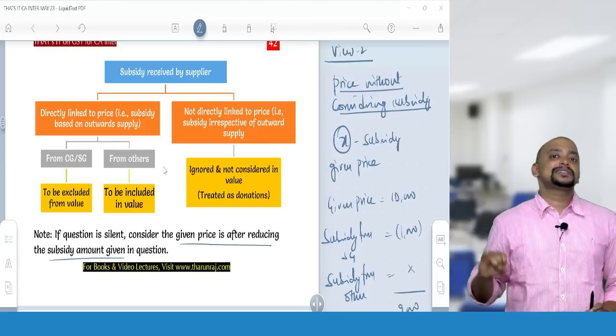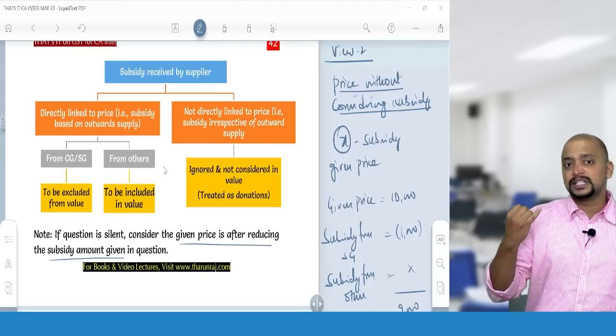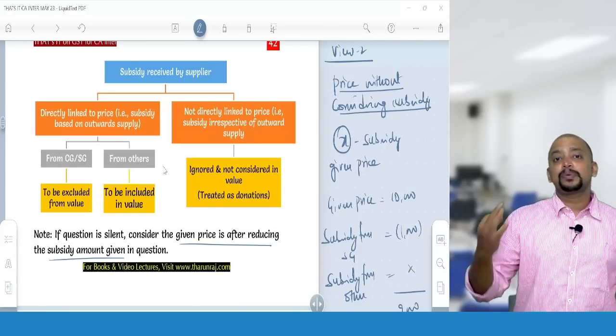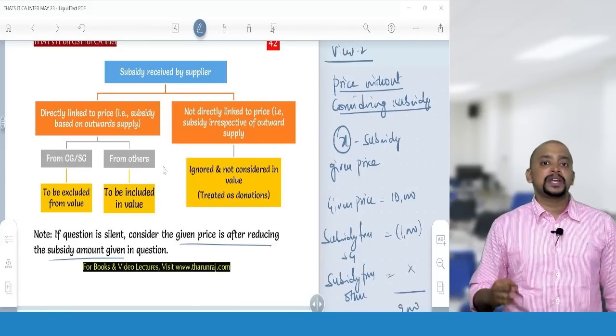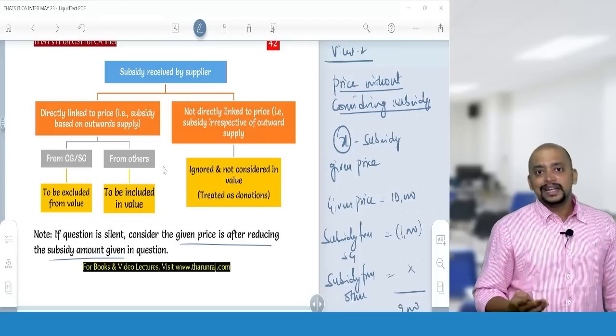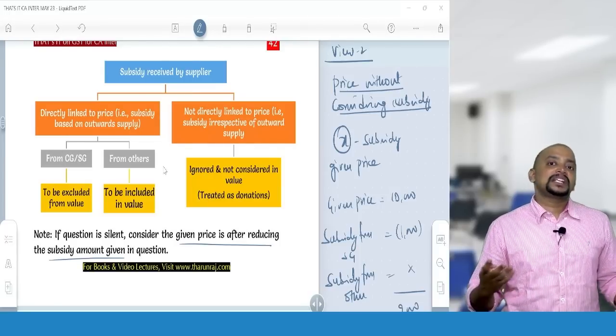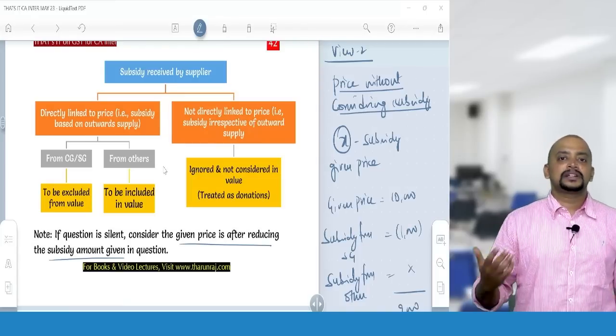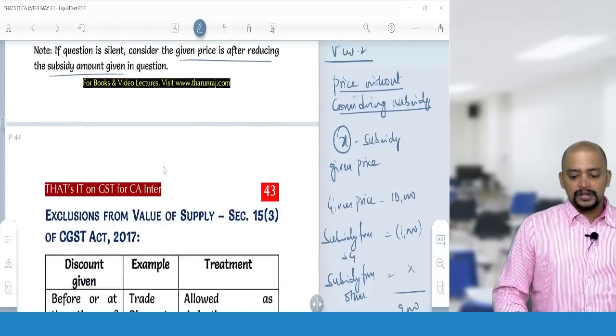So T, taxes, duties and cess by whatever name called other than GST. R, recipient incurring expenditure on behalf of supplier. Yes, supplier incurring expenditure and charge it to recipient. And then I, interest, late fee, penalty for delay in receipt of consideration. Yes, subsidy from other than central government or state government directly linked to price.